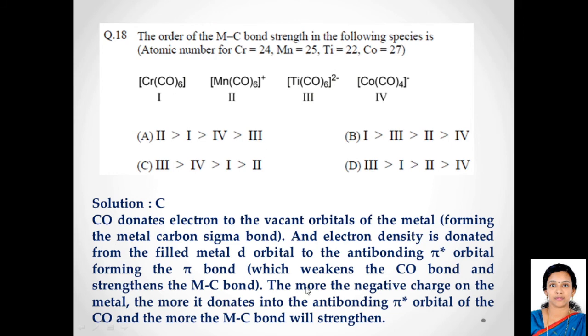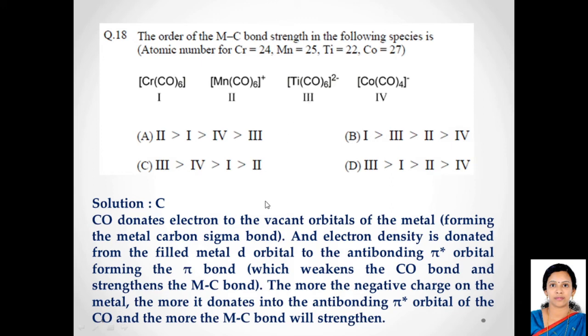So basically what we have to do is look at the electron density or the charge on the metal, on the transition metal. The more negative the charge, the more it can donate to the antibonding pi orbital of the carbonyl ligand, and the more the metal-carbon bond will become strong.